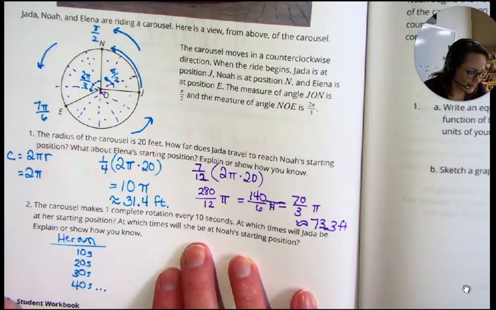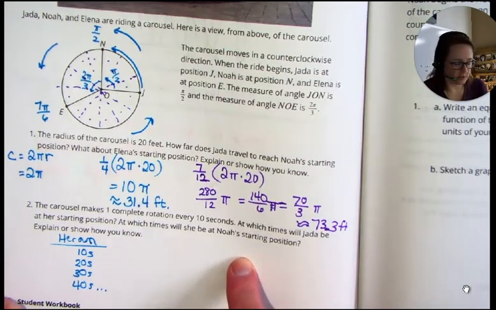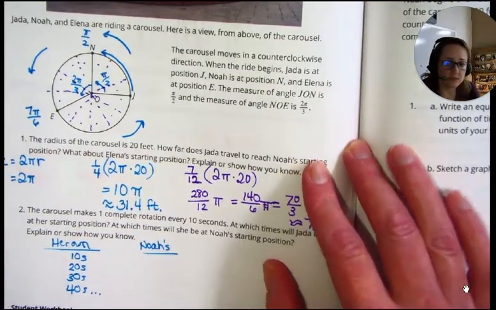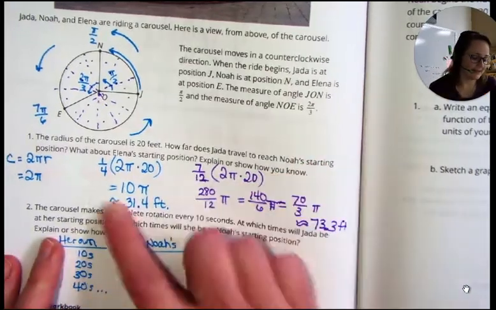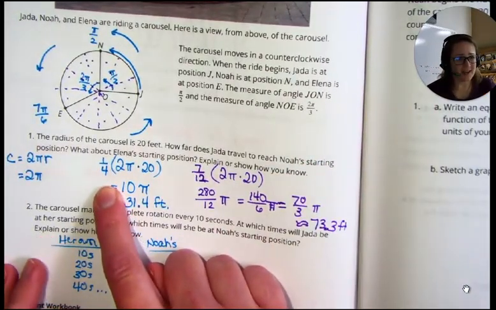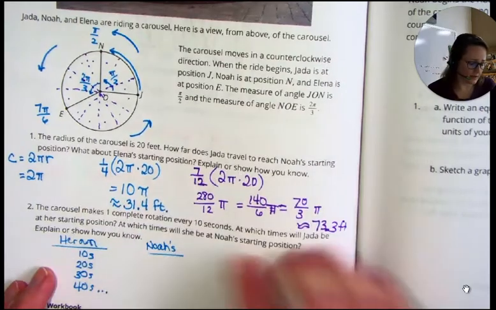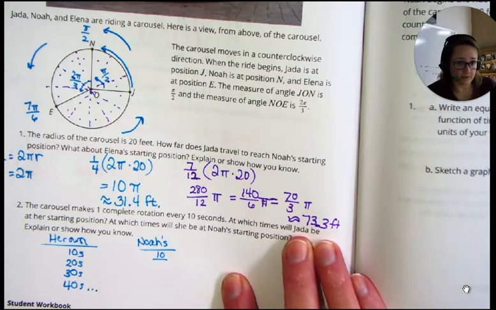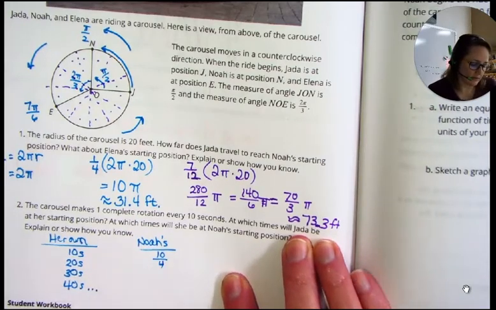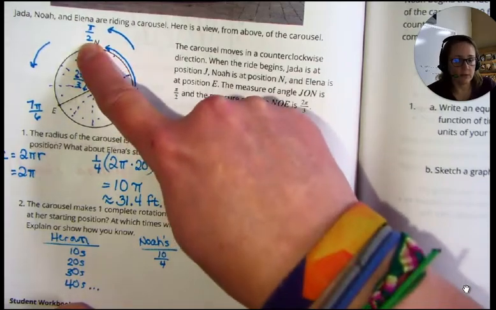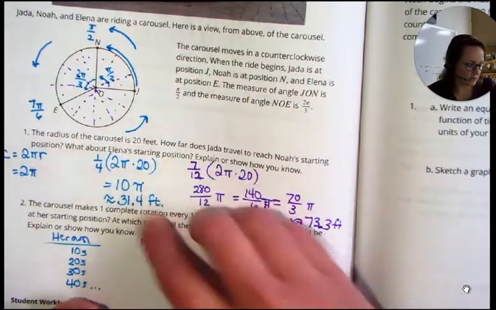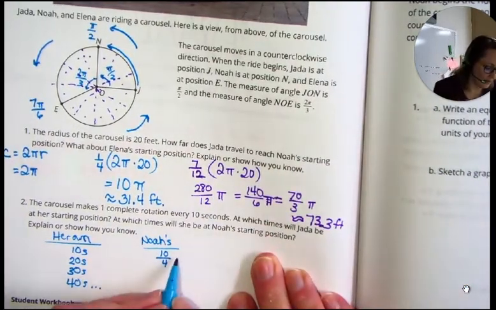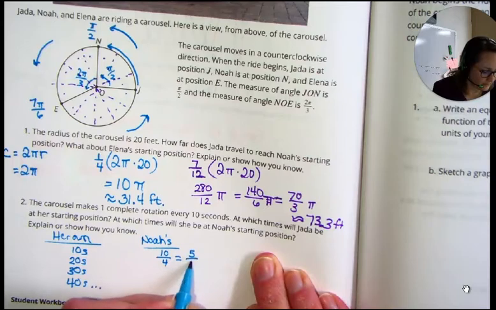At which times would she be at Noah's starting position? Okay. Well, the first time she's going to be at Noah's starting position is again at a quarter of the time around the circle. So the first time she would be at Noah's starting position would be the 10 seconds for a full rotation divided by 4, because she's only gone a fourth of the way of that 10 seconds. Just like we took a fourth of the circumference here, we're going to take a fourth of the time here.